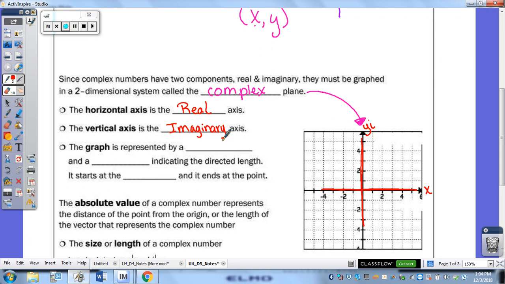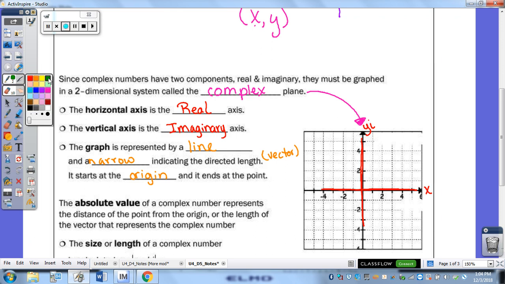The graph is represented by a vector. The line and an arrow indicating direction is also referred to as a vector because it has the arrow on the end of it. They always start at the origin, and it ends at the point that you're trying to graph.